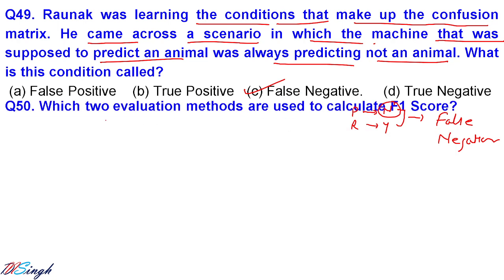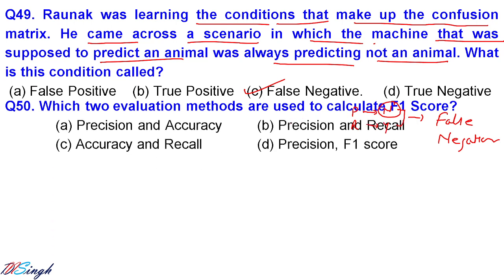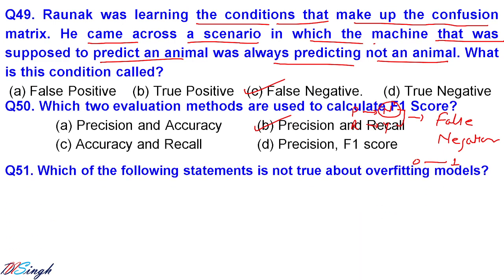Let us go. Which two evaluation methods are used to calculate the F1 score? There you have the answers. Okay, so F1 score is a balance between precision and recall. So the B option is correct for this question. The balance between precision and recall is called what? F1 score. The value of F1 score will range from 0 to 1. High precision, high F1 score value will be considered good for the AI model.